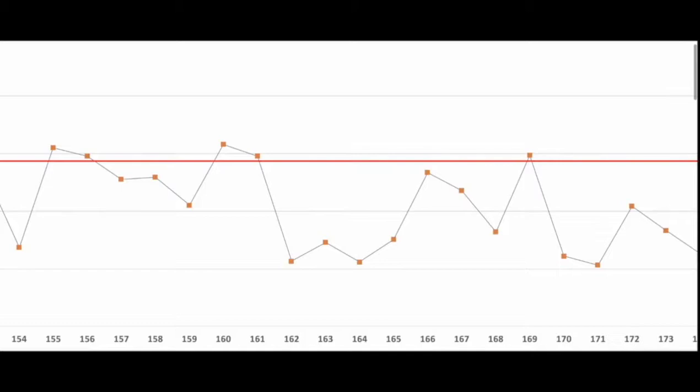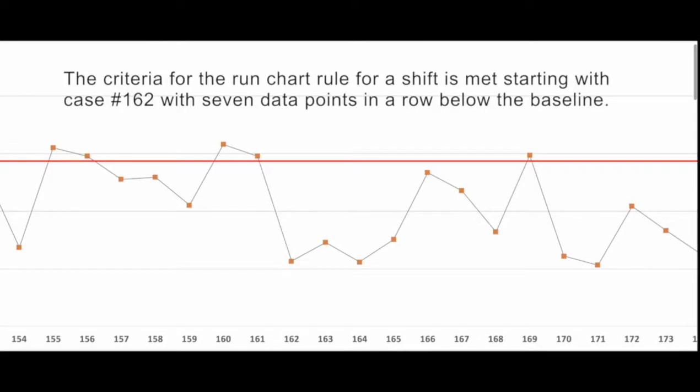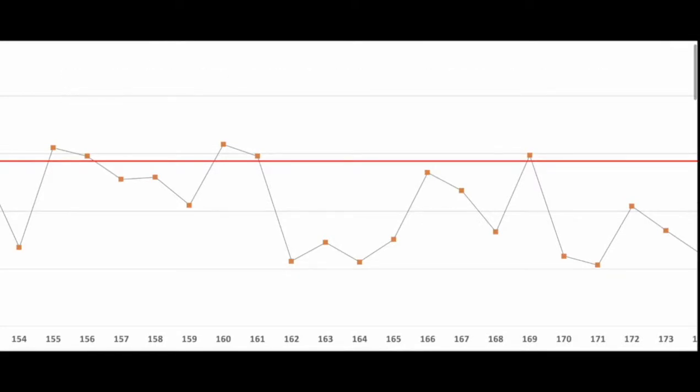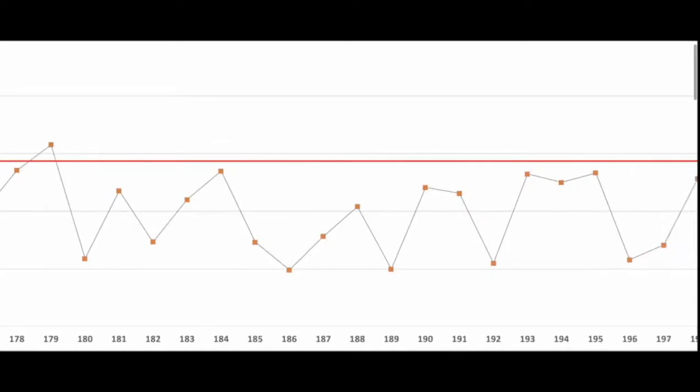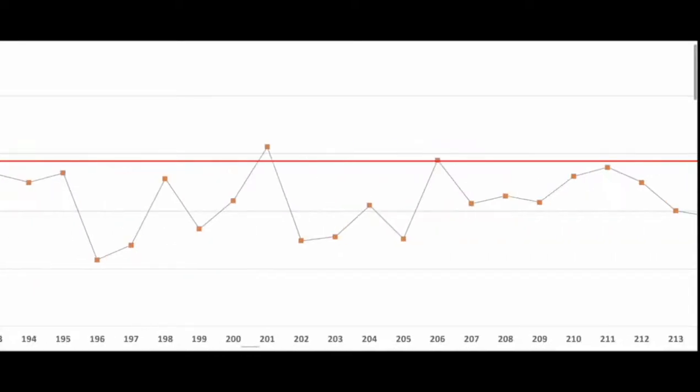1, 2, 3, 4, 5, 6, 7. So it's case number 162, where the first set of 6 or more consecutive data points below the center line first appears. This is more objective and reliable than just eyeballing on all but the most obvious scenarios.